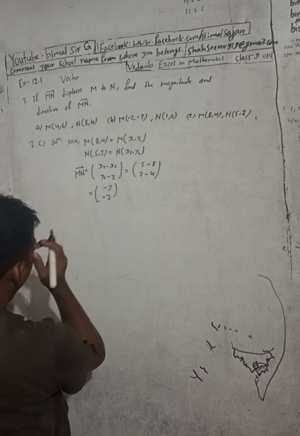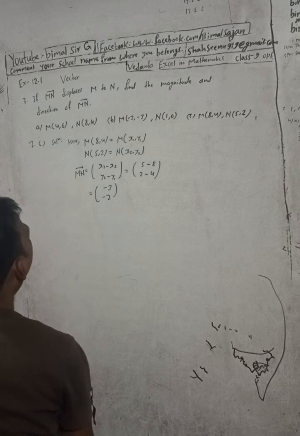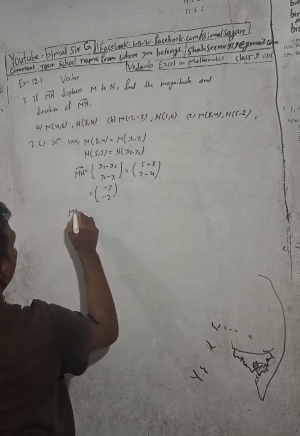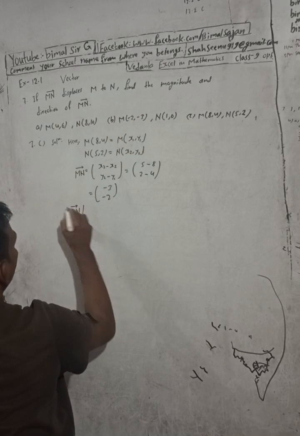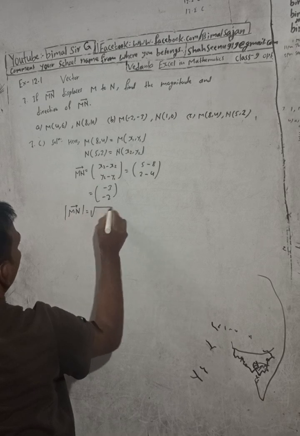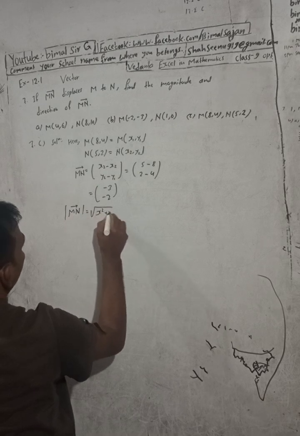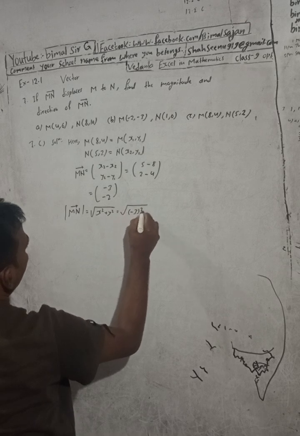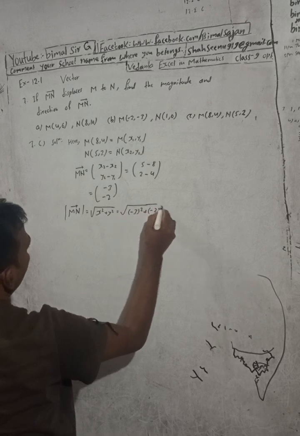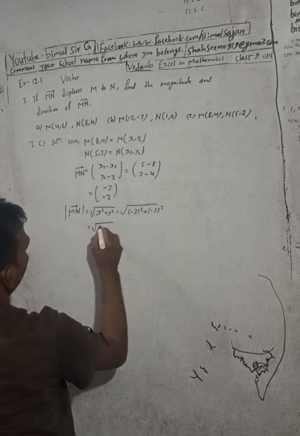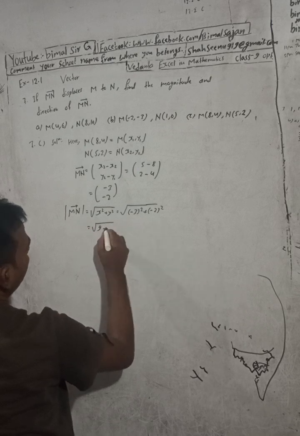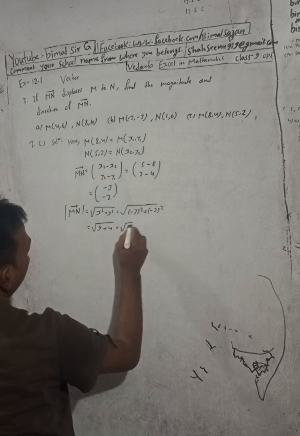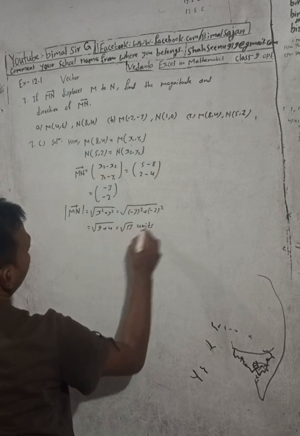Now the magnitude we have to find. Magnitude of the MN vector means the modulus, which is root under x square plus y square. So this is equal to root of minus 3 whole square plus minus 2 whole square. 3 square is 9, minus square will be plus, plus minus 2 square means plus 4. So root under 13 units, this is the answer, the magnitude.